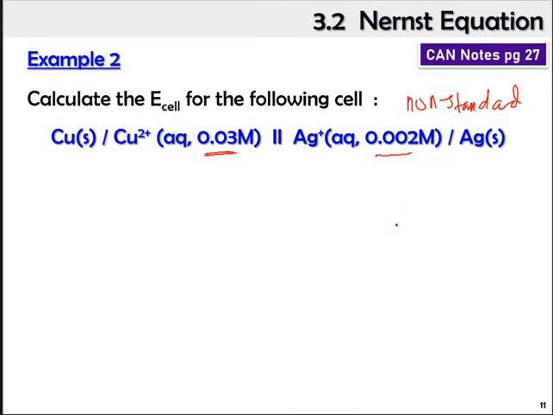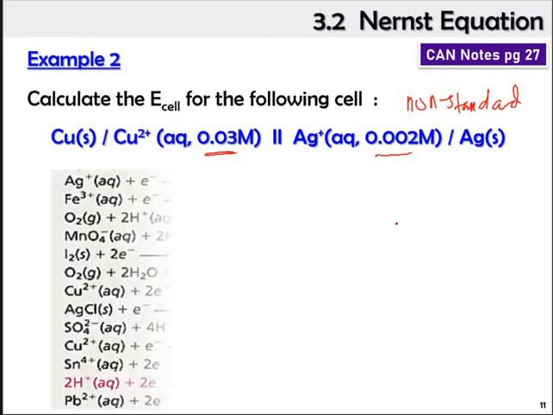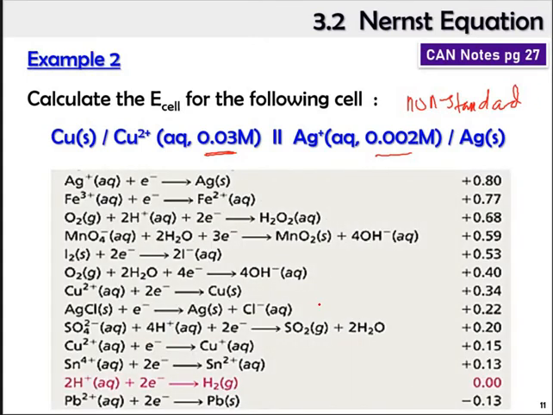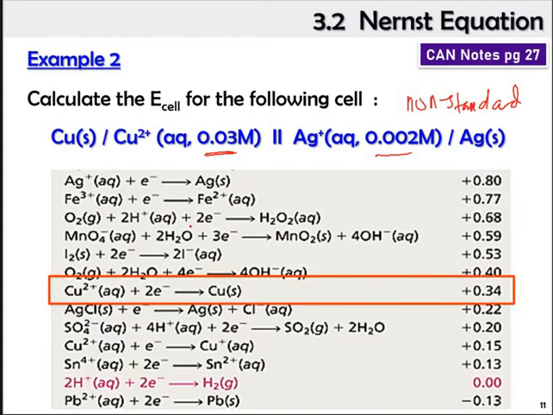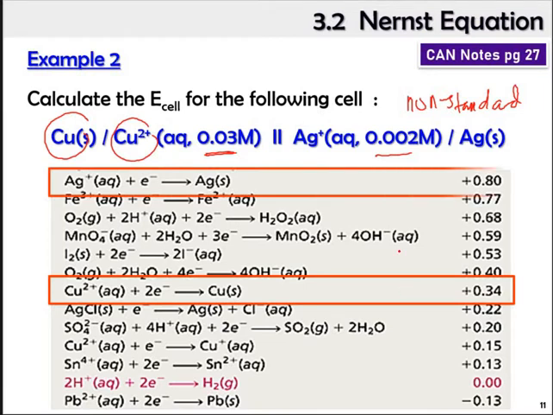From the standard reduction potential values, Cu2 plus to Cu, we use this one, Cu2 plus become Cu, so positive 0.34. Don't worry, in the exam they will give the values directly, they will not give this equation. And then for silver it is positive 0.8 volts.